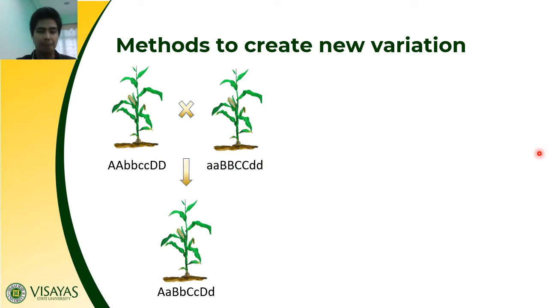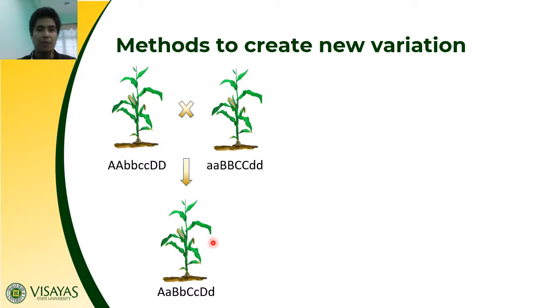So if you cross them, you will produce what we call the hybrid or F1 generation. But here, you cannot have genetic variation because all of the offspring between these two parents will be homogeneous but heterozygous individuals. And so all of them have the same genetic makeup.